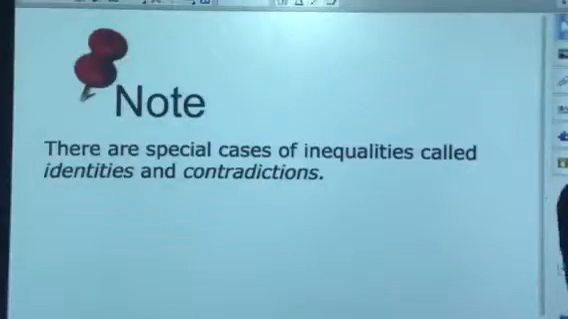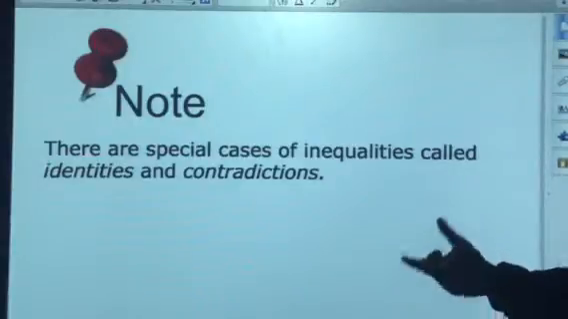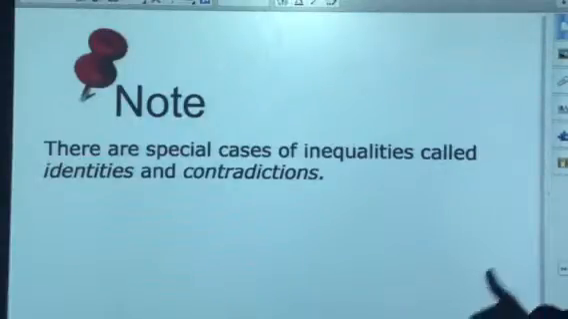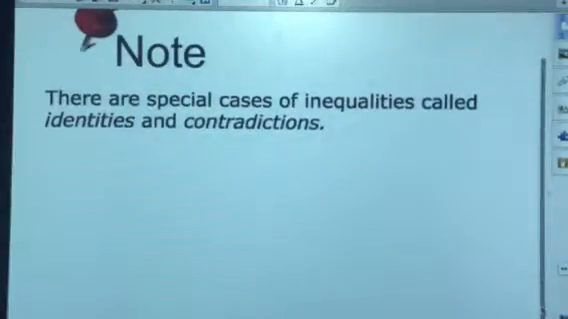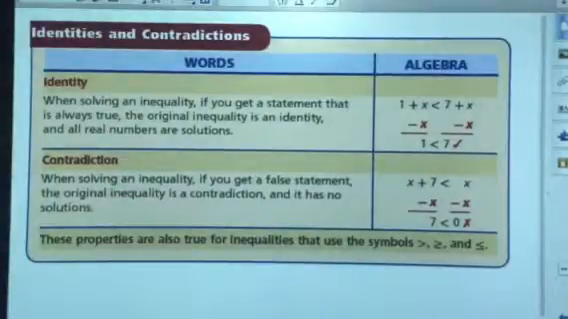Okay, this is the last video for Algebra Chapter 3, Section 5. There are special cases of inequalities that are called identities, or it can be contradiction. Okay, we've seen this before. We've practiced this before. And so let's take a look at what they look like when they are listed in an inequality. Okay, this can be found in your book, or it can be found online.